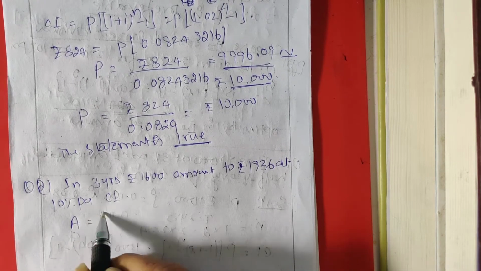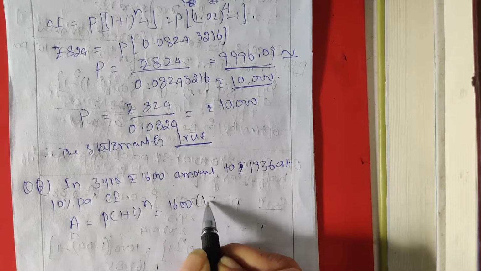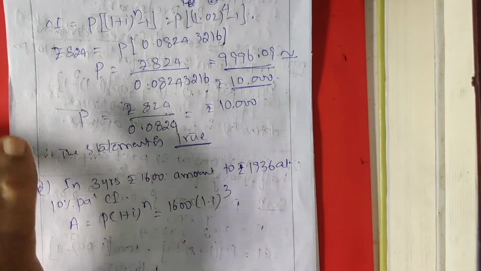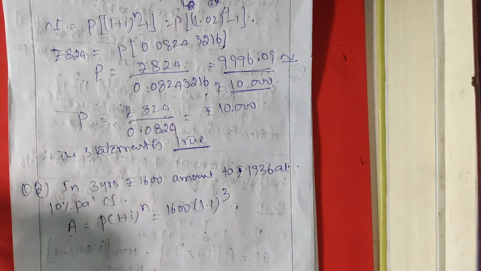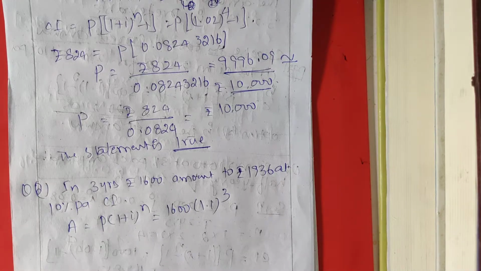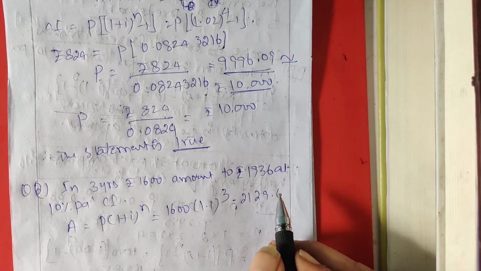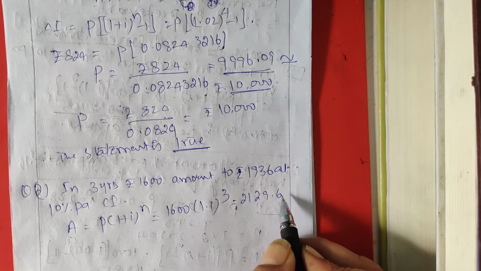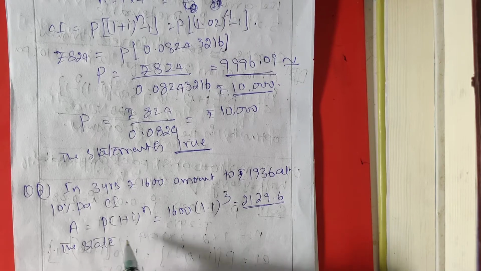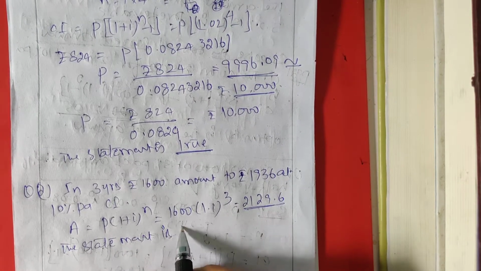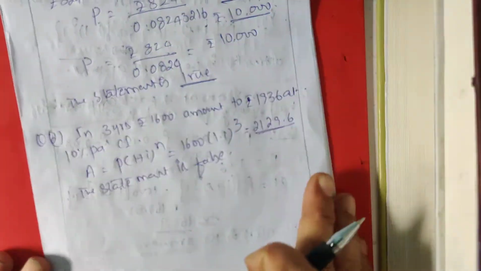So amount is equal to principal into (1 plus i) whole power n. This is 1600 into 1.1 whole to the power of 3. 1.1 to the power 3 into 1600 is 2129.6. This is the amount. Therefore, the statement is false. Question number 2 over, sir. Let us move to the next question.